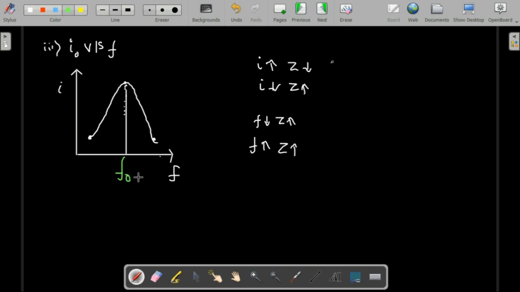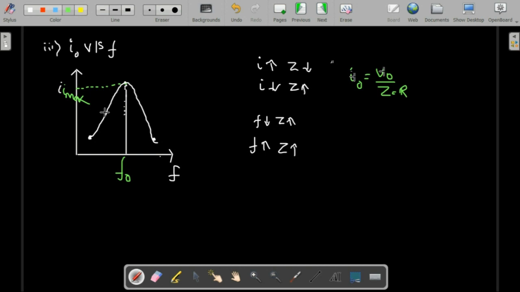That's quite obvious because we know I naught is equal to V naught by Z. So if this Z becomes R, the minimum, the current would be maximum. So this is my maximum current, I max. So this can be another graph. These graphs will give you a lot of information about the system in a resonant graph.